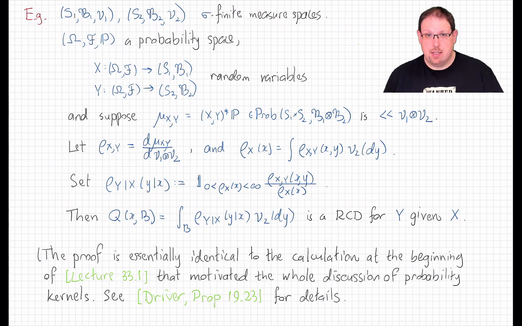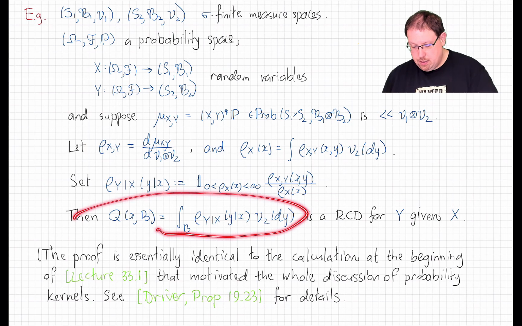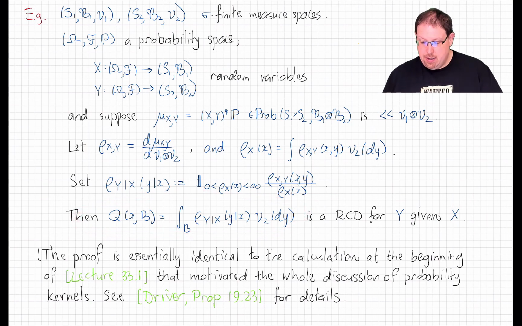If you would like to see the nitty-gritty details, you can look in the appropriate section of Driver's notes. So when we have a joint density in this very general sense, that we can find a couple of measures on the state spaces of the random variables so that the joint law of the variables is absolutely continuous with respect to that product measure, then we can construct a regular conditional distribution appropriately, as we did before. And this is something you can imagine actually computing. That is the most prominent case that we will use for regular conditional distributions.